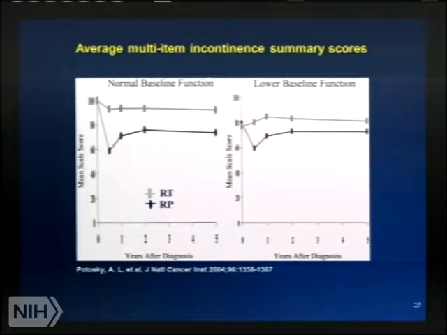So how do they do in terms of incontinence? This is urinary incontinence. That means dribbling or some leakage of urine. And you can see that it's much worse actually for surgery than it is for radiation, but they both take a little bit of a hit.